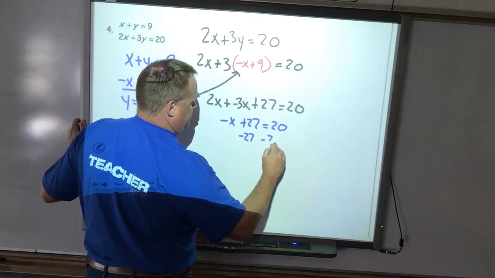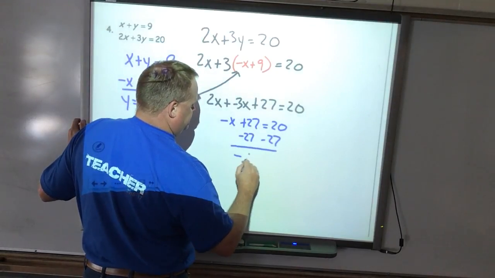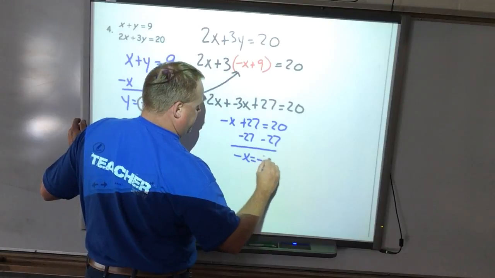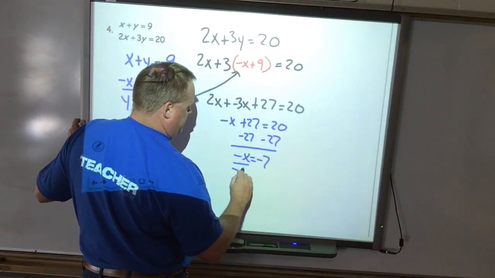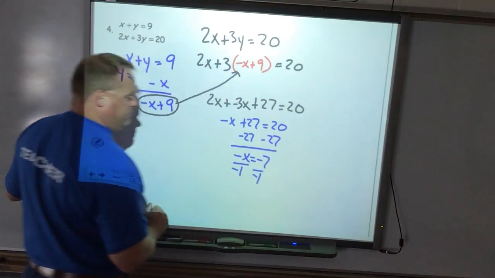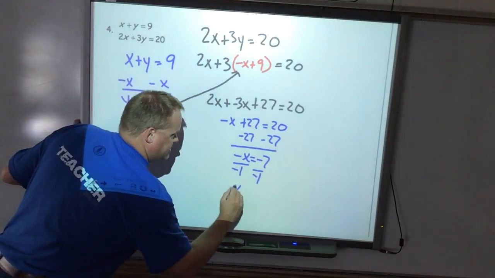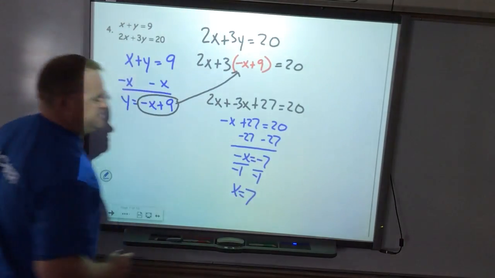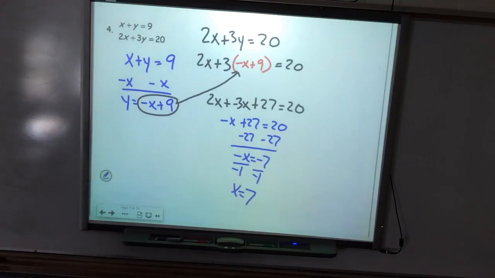Subtract 27 from both sides. This gives me negative x equals negative 7. Divide by negative 1, divide by negative 1, gives me x equals a positive 7.